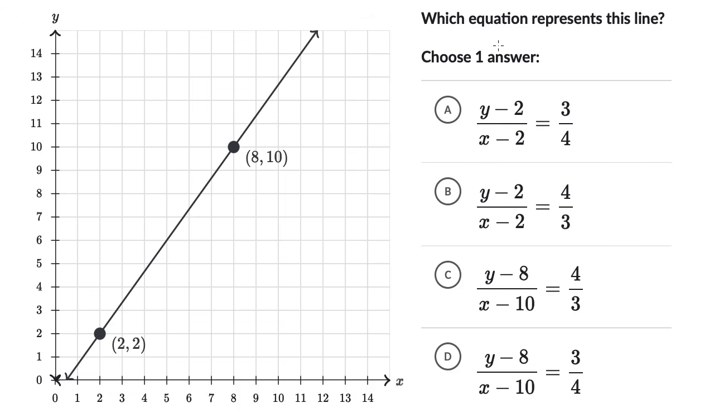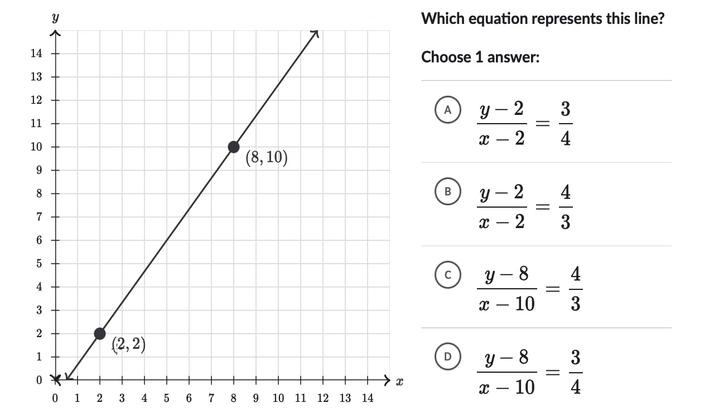So we're asked which equation represents this line, and they give us a line here and they give us 2 points that sit on it. And like always, pause the video and see if you can figure it out on your own before we do it together. Okay, so before I even look at these choices, I'm actually going to try to figure out the equation of this line based on the slope.